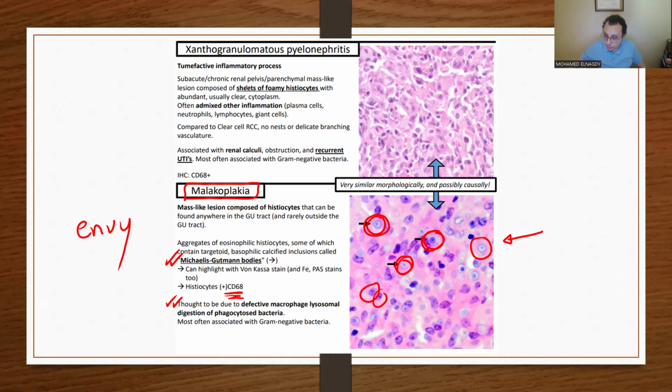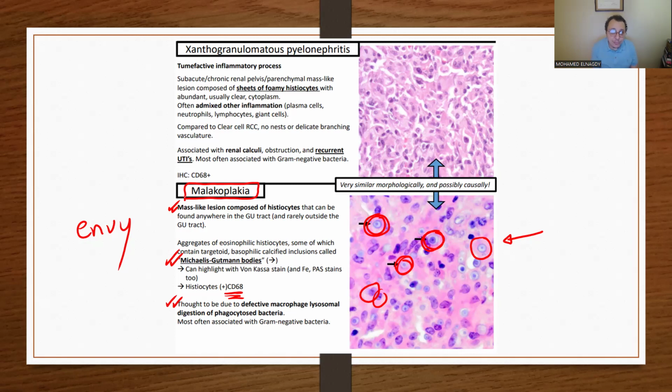They call it targetoid or target-like lesions, target-like cells or target-like inclusions. They are saying mass-like lesions composed of histiocytes that can be found anywhere in the genitourinary tract. Sometimes this comes as a cytology slide, by the way. Sometimes they give it to you as a cytology, with the same cells, the same target-like inclusions, the Michaelis-Gutmann bodies. So please make sure to put this in your mind. It's tumor-like. You might think that this is cancer, but actually it's not.